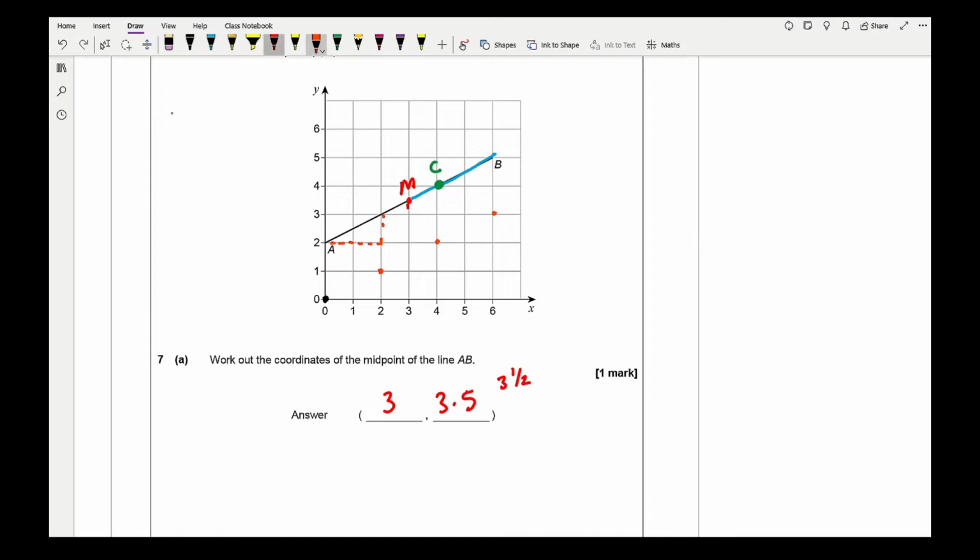a line that is parallel to the line AB and goes through 0, 0. But the question says it's got to be 2/3 as long. So if I divide this line into 3 sections, like so, I only want 2 of those 3 sections. So what I need to do is get rid of this point here.